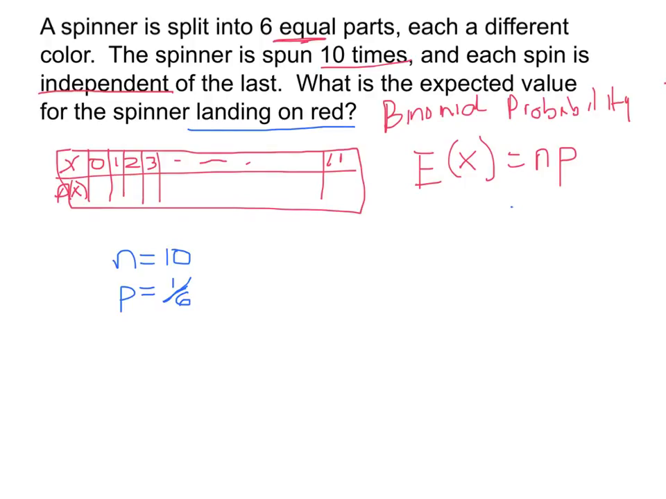So our expected value is going to be 10 times 1/6, which just gives me 10/6. This, when we do the division, is approximately 1.67, which means that we will expect to land on red 1.67 times when we run this experiment.